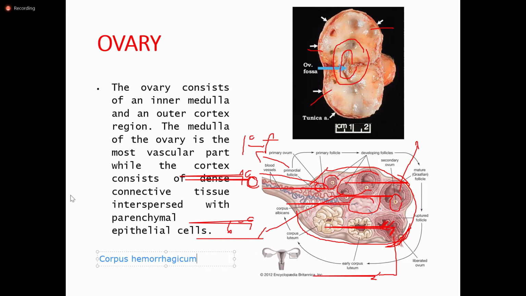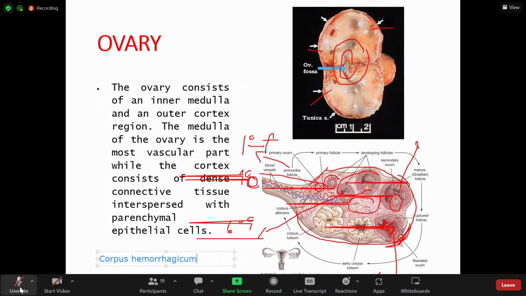So invade yan ng mga luteal cells. So from red-bodied structure, magiging yellow-bodied structure. Then we call this as the corpus luteum. Nagkakaintindihan?